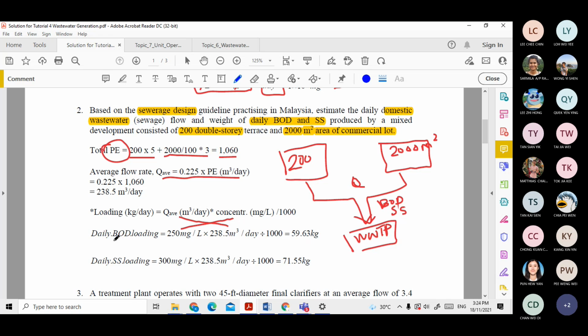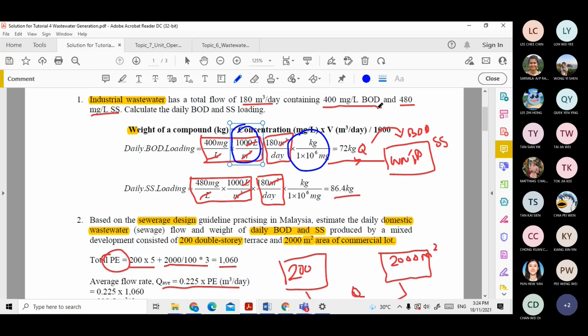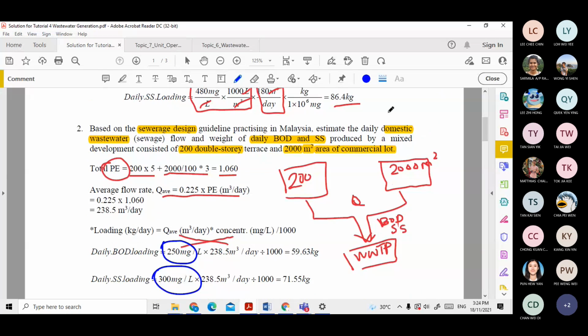Lastly, for the BOD loading and the suspended solid loading calculation, you need the information on the BOD concentration and also the suspended solid concentration, just like question 1. Was it mentioned in the question? This is the BOD concentration, this is the suspended solid concentration. But in the question here, there is no info at all. Then why do you use these two values? Any idea?